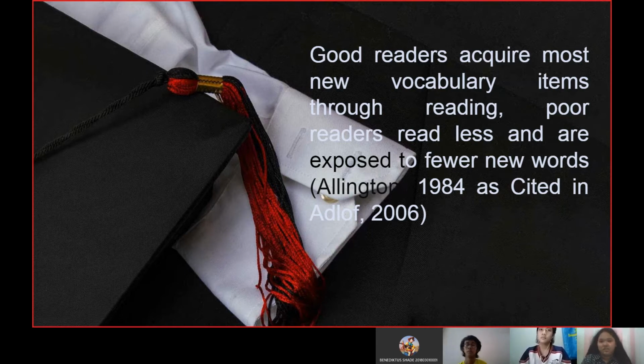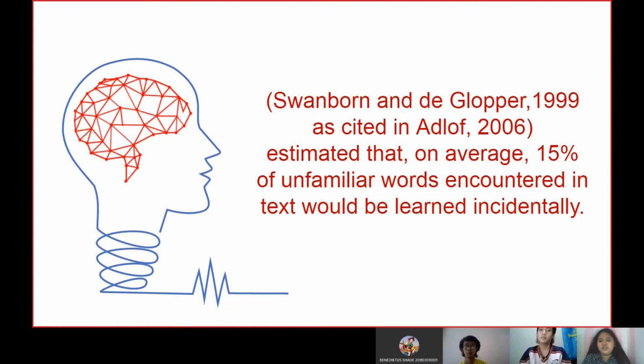He is very good in English. According to Swanborn and de Glopper 1999, as cited in Alderson 2006, on average, 15% of unfamiliar words encountered in text will be learned incidentally. So while we are reading, our brain is also memorizing or capturing what we read, and that is why we will know some new vocabulary. Probably we will not remember the whole words. However, we will know. So just about 15% of unfamiliar words, we will learn.